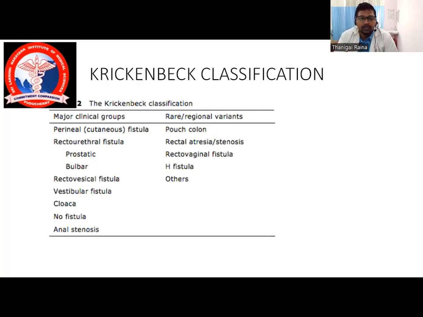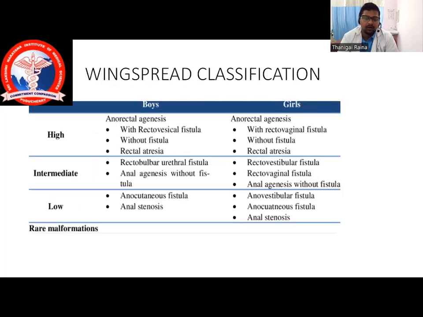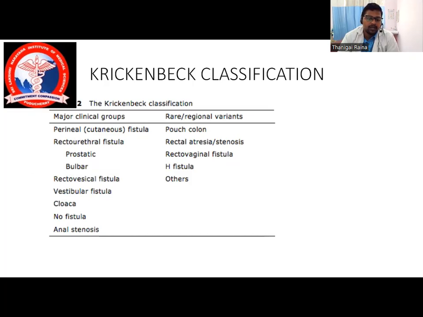Coming to Krickenberg's classification, this is very simple. Krickenberg divided it into only two major groups, major clinical and regional variants. Major clinical includes perineal, cutaneous fistulas, rectourethral fistula, prostatic and bulbar, rectovesical, vestibular fistula, cloaca, and no fistula, only stenosis, anal stenosis. Coming to rare or regional varieties, that is pouch colon, rectal atresia, stenosis, rectovaginal fistula, or H-shaped fistula, and others. So this is very easy, but Wingspread is the accepted one. But you should also know what the Krickenberg classification is.